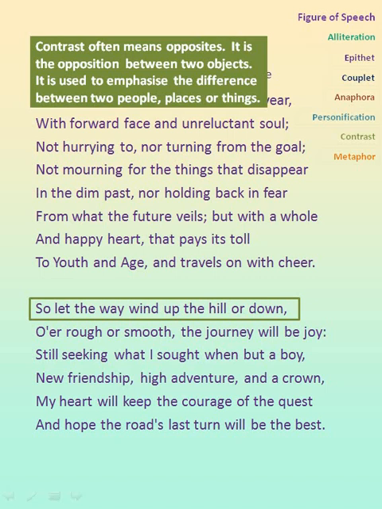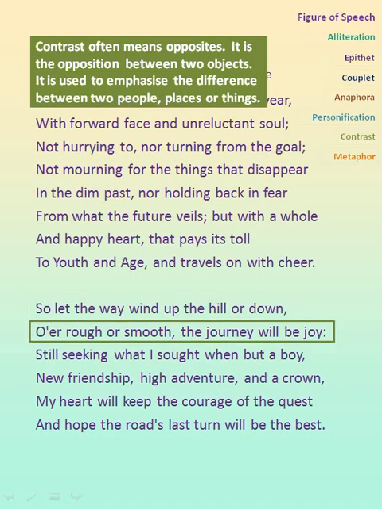So let the way wind up the hill or down, which means that let the way wind up the hill or down the hill, which is implied. So up and down are the contrasting words and there is also a conjunction in between. Hence the figure of speech used here is contrast. Or rough or smooth. The contrasting words are rough or smooth with the conjunction in between. The words are opposites here, rough or smooth. Hence the figure of speech used here is contrast.